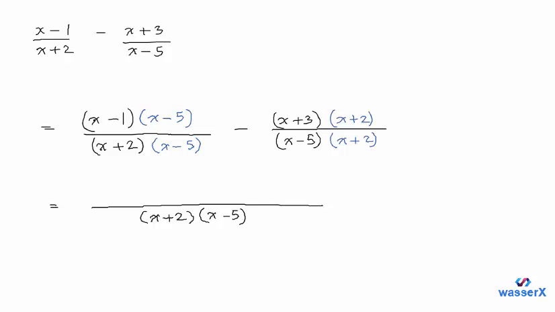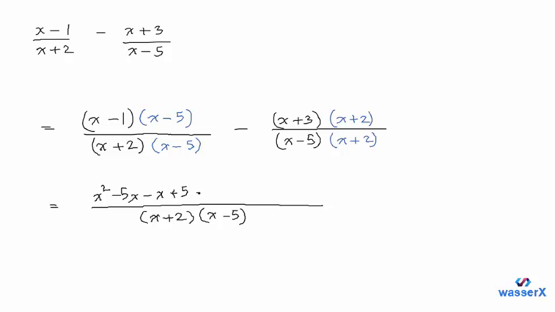FOIL, first, outer, inner and last. X times x is x squared. Outers, negative 5 times x is minus 5x. Inners, negative 1x, or simply minus x. And last, negative 1 times negative 5 is positive 5.